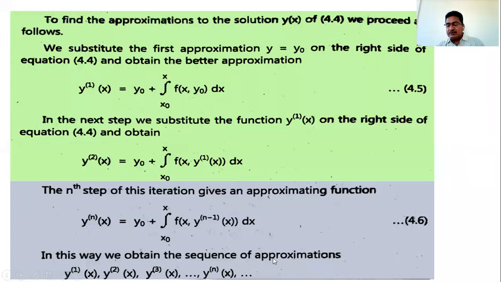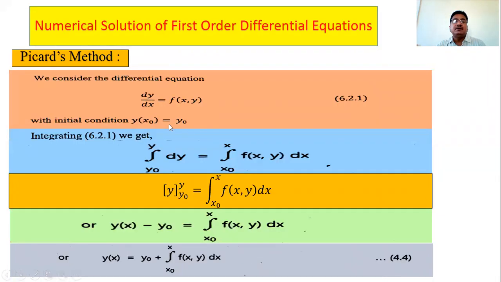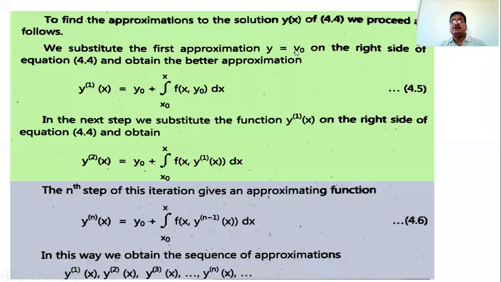And what is y naught? This y naught is given in the problem. It is the value of y at x naught, the initial condition. So substitute y as y naught in 4.4, and then we have this. In the next step, we integrate this function with respect to x, if we are solving a problem.